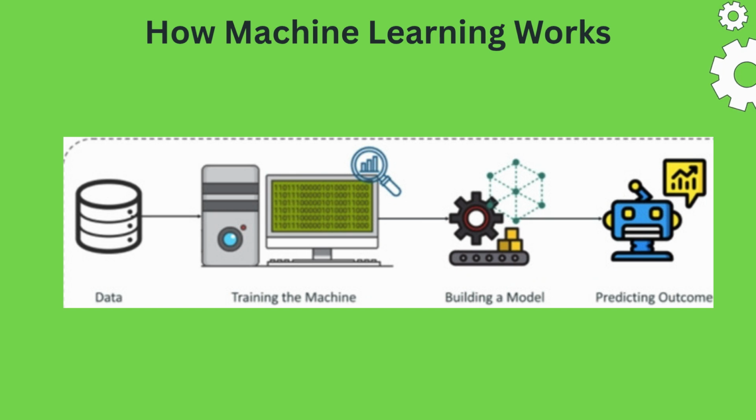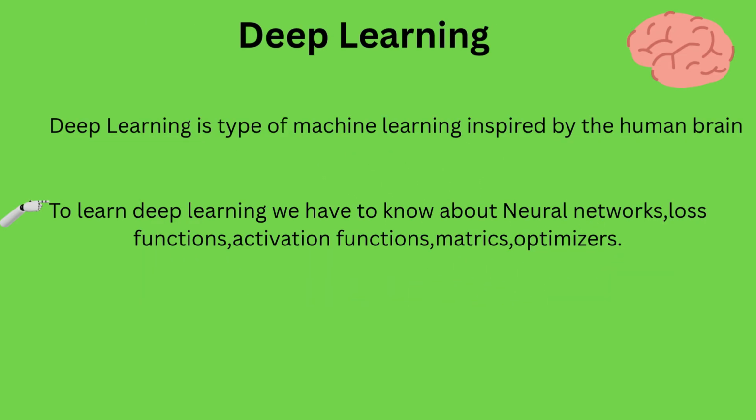And that is how machine learning works. First we train our machine by feeding data to it. Then we build a model out of it. Then our model gives predictions, and based on the prediction accuracy, we rebuild our model till we get the accuracy we want. Let's move on to our next topic, which is deep learning.